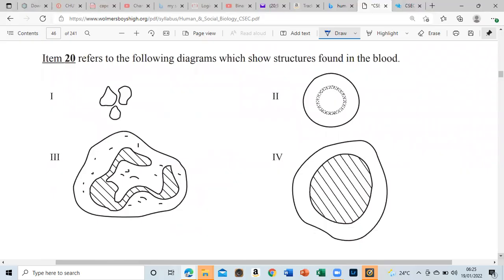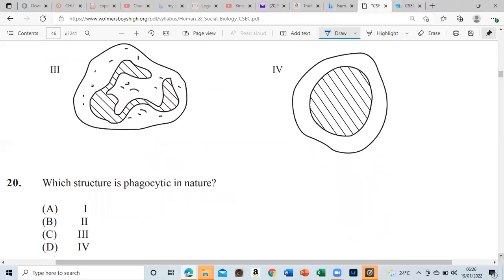All right, number 20 refers to the following diagrams which show the structures found in the blood. Is it 1, 2, 3, or 4? Let's see the options. We know that it is this. So it is option C.